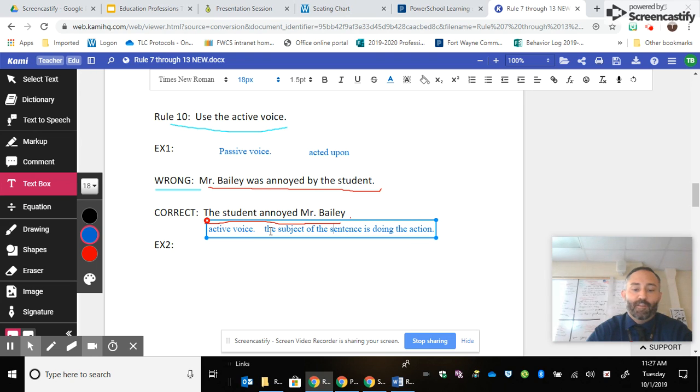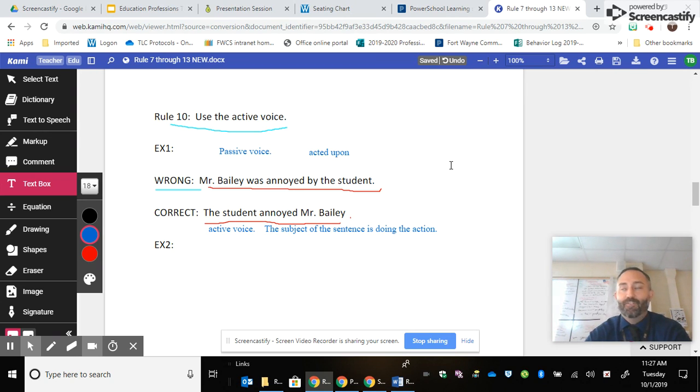Usually when you face something like this on the SAT, they purposely speak in roundabout ways, and you have to look and ask, is the subject of the sentence doing the actual verb? If it is, you're in good shape. If it isn't, then you're hit.